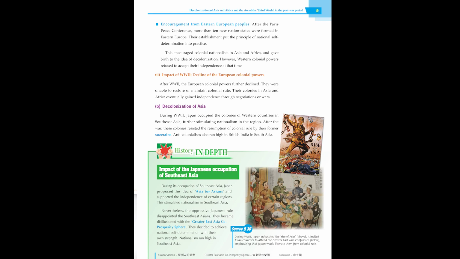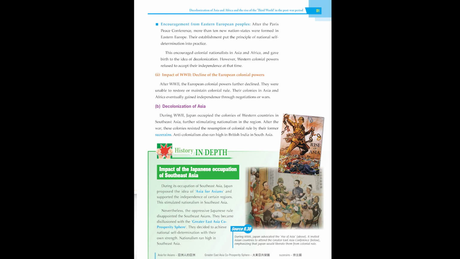2. Impact of the Second World War. Decline of the European colonial powers. After the Second World War, the European colonial powers further declined. They were unable to restore or maintain colonial rule. Their colonies in Asia and Africa eventually gained independence through negotiations or wars.